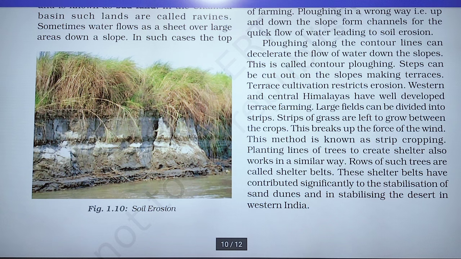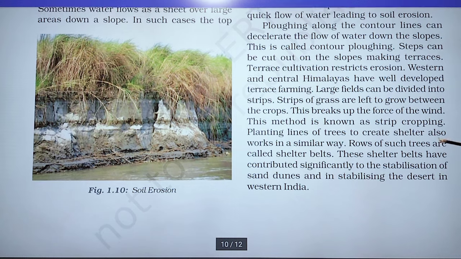Large fields can be divided into strips. Strips of grass are left to grow between the crops. This breaks up the force of the wind. This method is known as strip cropping. Strip cropping is a method of growing different crops on the same field in distinguishable strips, generally alternately.